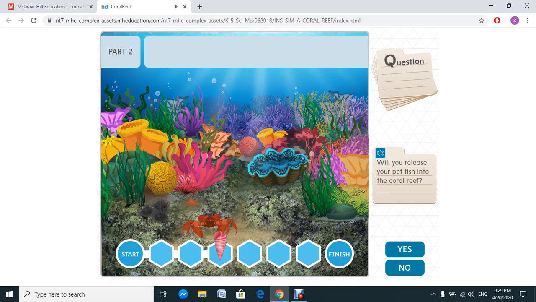So if you have a fish, would you release it and let it get back to the coral reef? Let's try yes. It is not a good idea because your pet does not belong here. Yes, so if you have a small fish inside your home and you put it in the ocean, it may die because it is not used to living in the ocean, in the coral reef. It doesn't belong there. Okay. Event.